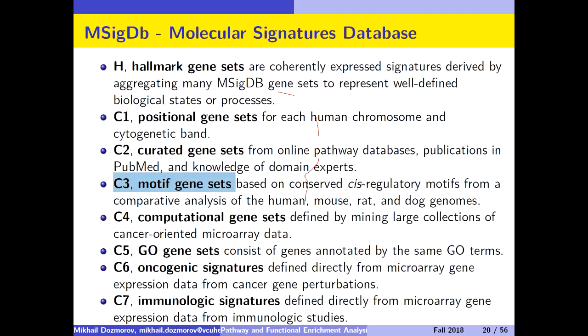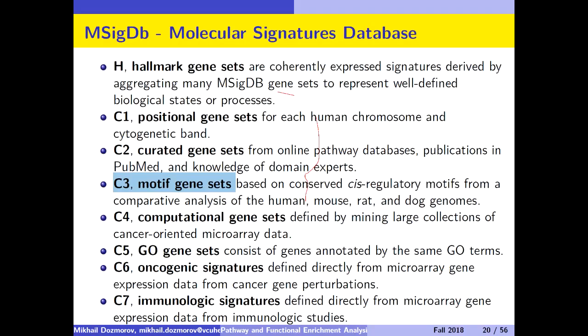Motif gene sets are also interesting because you may have a hypothesis that a set of genes may be regulated by one particular transcription factor or several transcription factors. So you can use the gene sets from this C3 section, whatever we call it, to identify whether your genes are co-regulated by one particular transcription factor, or by several. These sets of genes are designed for that purpose.